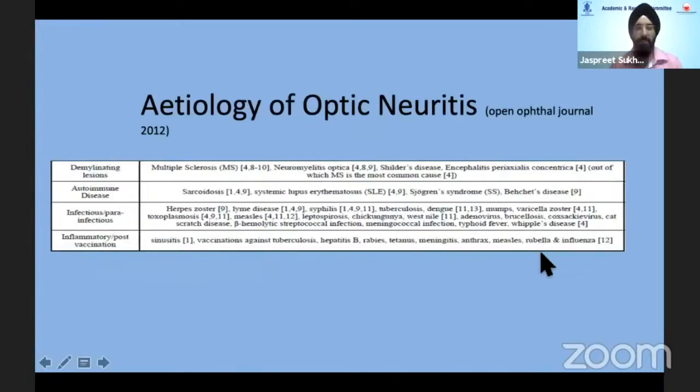So what is optic neuritis, the etiology? It's not just MS. You have such a varied causation of optic neuritis: demyelinating lesions, which are the commonest, like MS. You have axonal loss like neuromyelitis optica. Then you have certain other autoimmune diseases which cause optic neuritis. You have infectious, para-infectious, inflammatory, paraneoplastic diseases. All these can cause optic neuritis. But yes, I would be stressing on just the commoner causes, which are the demyelinating lesions.